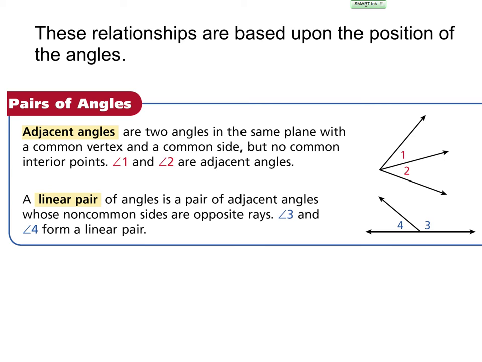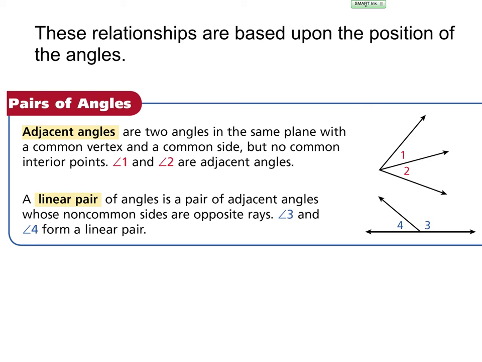Then the linear pair term is actually related to that. Linear pairs of angles are a pair of adjacent angles, so they do have to be two angles side by side. But they also have to have their non-common sides making opposite rays. If you look at the picture with angle 3 and 4, angle 3 and 4 are hooked together. This ray is the one that they share. So the non-common sides would be the ray to the left and the ray to the right. Those together look like they make a straight line. That's what our picture of opposite rays looked like.